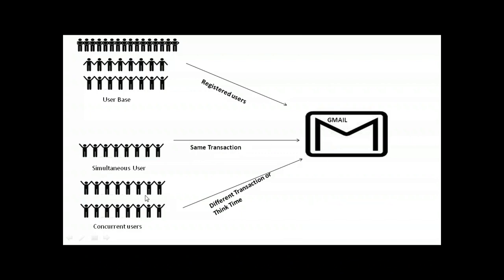there are 1,000 people who are using Gmail, but these 1,000 people are doing different things on Gmail. Some of them are logging in, some of them are logging out, some of them are composing, some of them are changing the password, some of them are changing the username. Different users are doing different things. So they are all the concurrent users. Always remember, simultaneous users are a subset of the concurrent users. But for this Gmail, there are 1 million registered users. So all these 1 million users are the user base. So there is the user base, concurrent users and simultaneous users.